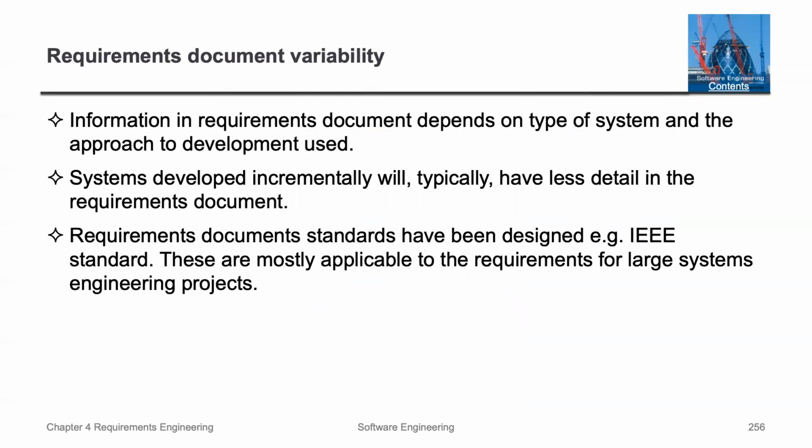And so the requirements document variability. Information in requirements documents depends on the type of system and the approach used to develop it. Systems developed incrementally will typically have less detail in the requirements document. Requirements document standards have been designed, for example, the IEEE standard. They are most applicable to the requirements for large system engineering projects.